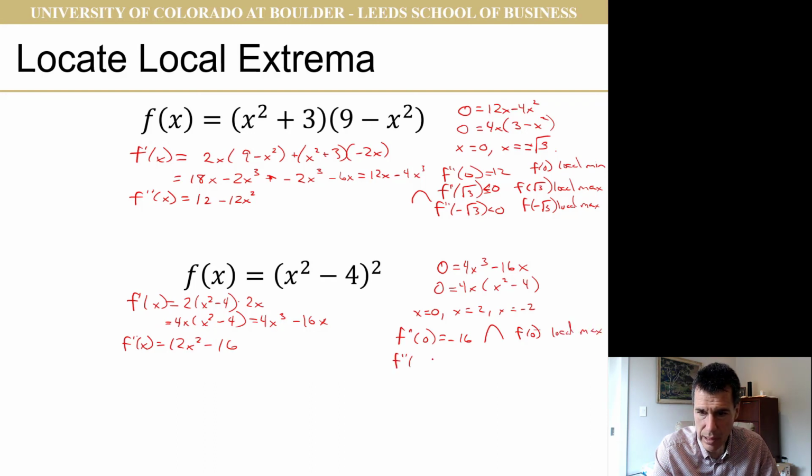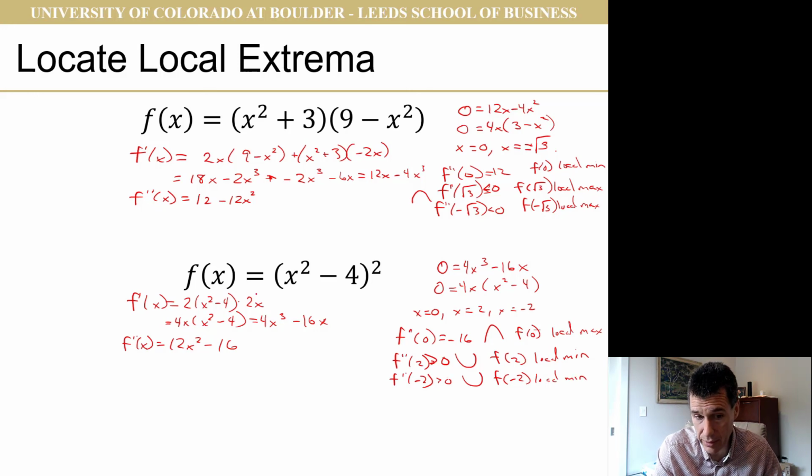f double prime of 2 is positive. 12 times 4 is bigger than 16, so that's bigger than 0. Concave up. f of 2 is a local min. And f double prime of negative 2, again, same thing, bigger than 0, concave up. f of negative 2 is a local min.